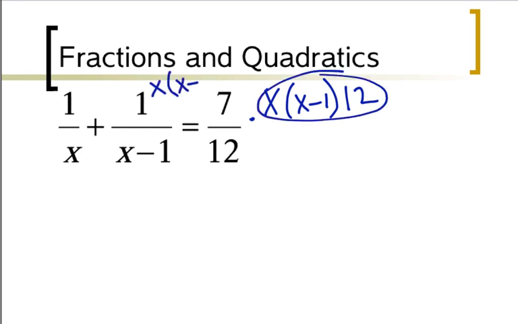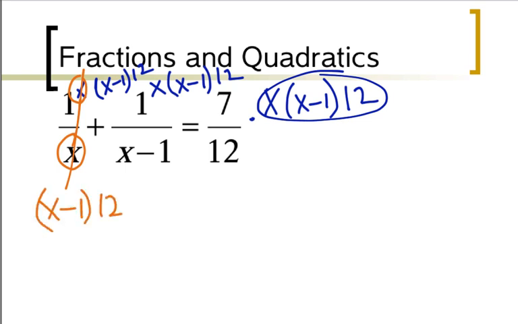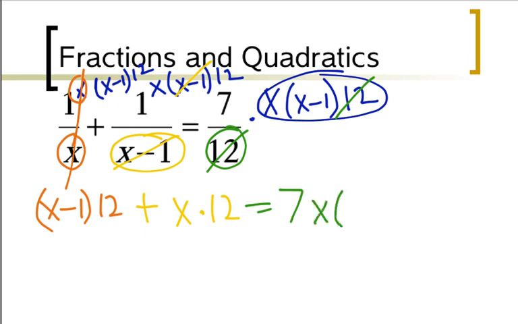X times x minus 1 times 12. And what happens is you're left over with whatever doesn't cancel. So on this first one, the x cancels with the x, and you're left with x minus 1 times 12. The second one, the x minus 1 cancels with the x minus 1, and you're left with plus x times 12, which of course is 12x, but I'll change that in a second. And then the 12 on the last one cancels, and I'm left with equals 7 times x minus 1.